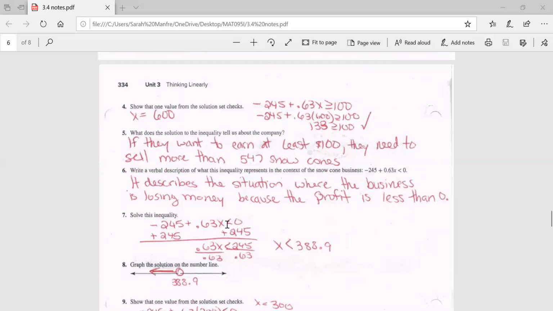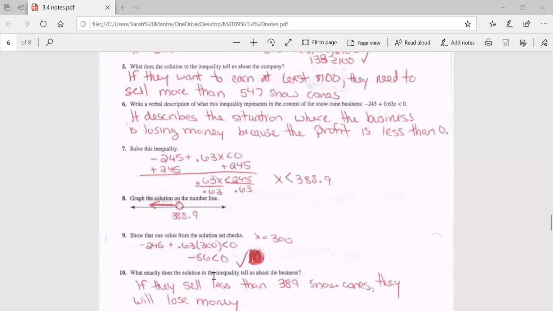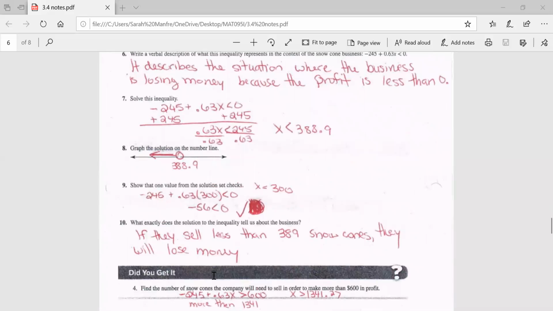And if you solve this inequality, again, I'm going to add 245, then I'm going to take my answer and divide by 0.63, and it gives me this, x is less than 388.9. Put it on the number line with an open circle, because we're not including it. Choose a number to check it. Well, what numbers are less than 388? I chose 300. You could choose any one you want, just to check it. And what does it mean? It means that if they sell less than 389 snow cones, they are not going to make any money, they're going to be in negative, they're going to be losing money.